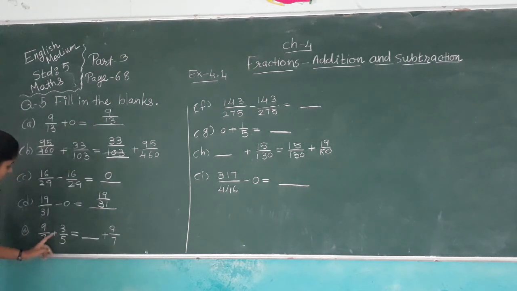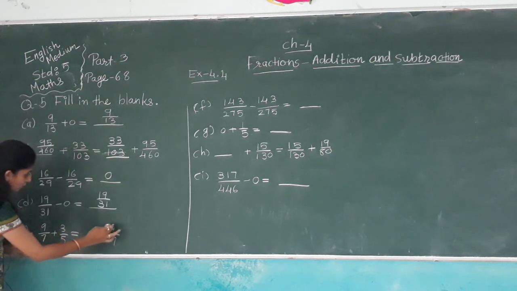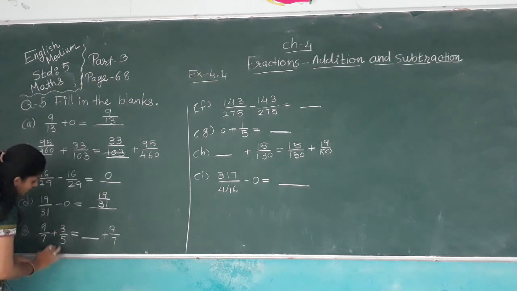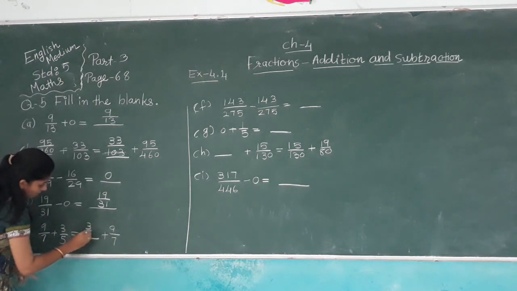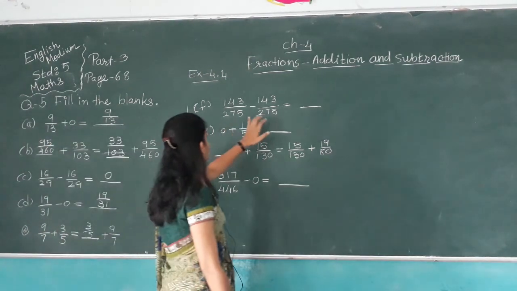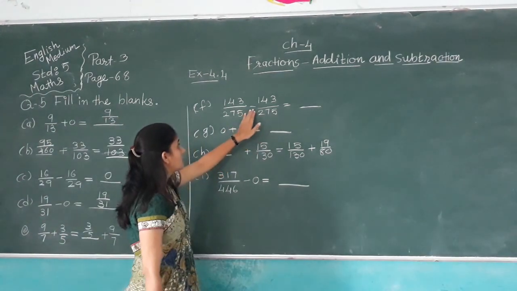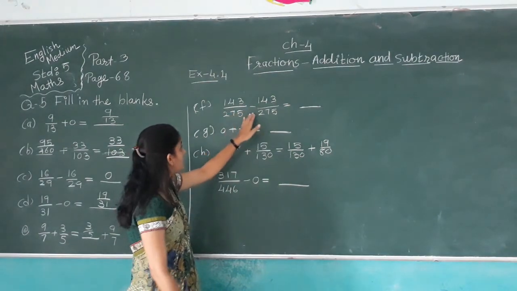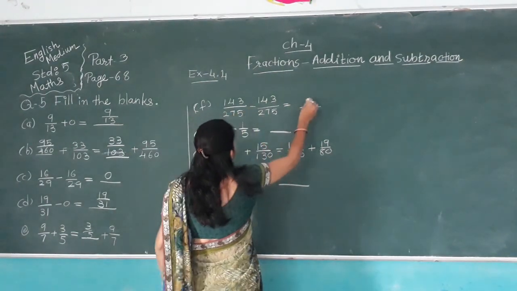9 out of 7 plus 3 out of 5. When we add fractions in any order, we get the same answer. So here 9 out of 7 is already given. Which one is missing? So 3 out of 5 plus 9 out of 7. Here both fractions are the same and here is the minus symbol. So minus both, it is 0.